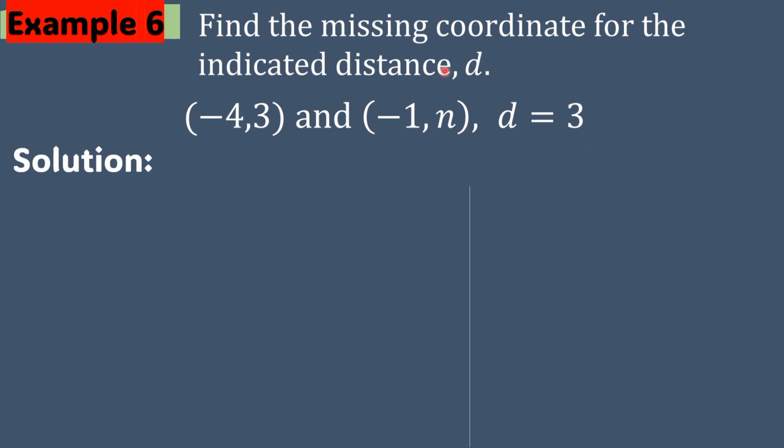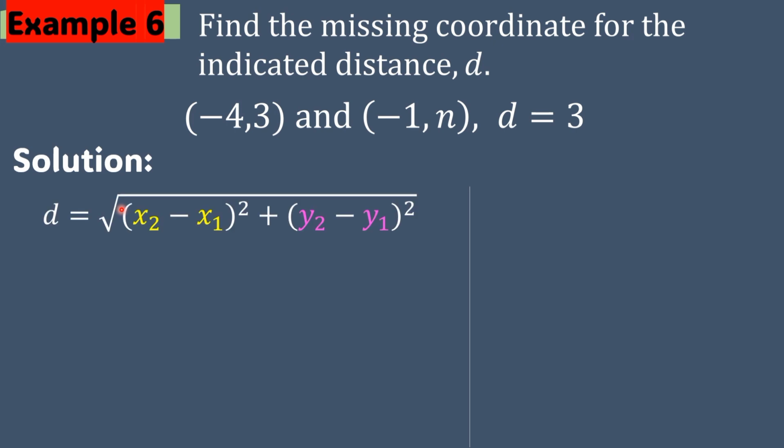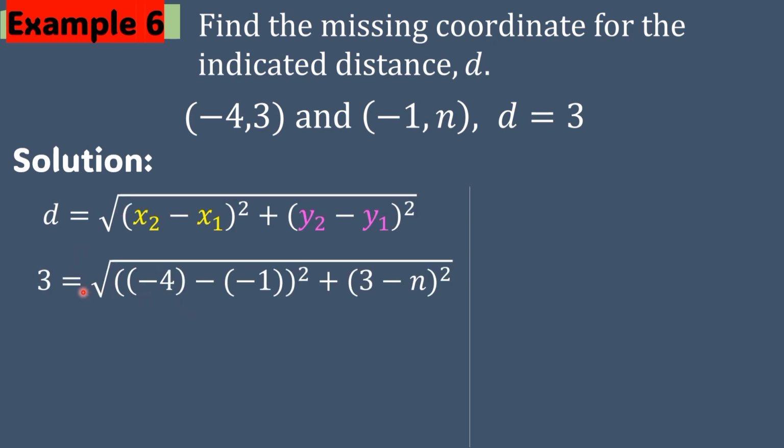Number 6, find the missing coordinate for the indicated distance D. 2 points, 1 y coordinate is missing. D is equal to 3. By the distance formula, substitute the given. 3 is equal to the square root of negative 4 minus negative 1 quantity squared plus 3 minus n quantity squared. Then 3 is equal to the square root of negative 3 squared plus quantity 3 minus n squared.